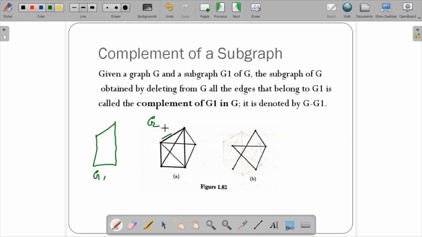this is the subgraph and this is the graph. The subgraph of G obtained by deleting G1 from G, that means by deleting this subgraph, that means this and this and this, you'll get a graph, right? You'll get a graph.